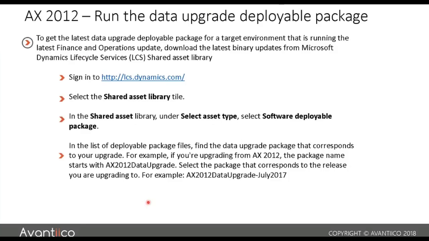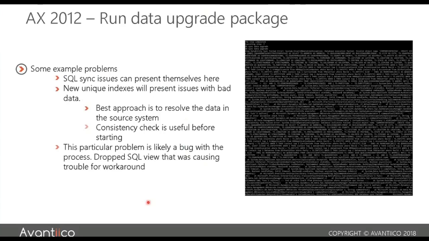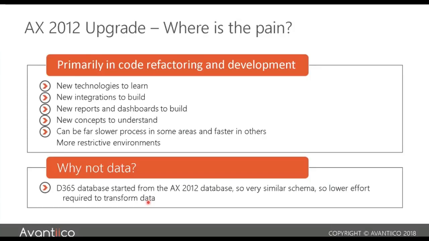And then, of course, you run the data upgrade scripts. These are from LCS. You download those and you run those, just like we talked about in the previous slide. We had some issues when we ran this. We had a few views and a few indexes that we had to drop. But once you've done that, you've done that. And then you can go ahead and test that, and then we rinse and do that in production.